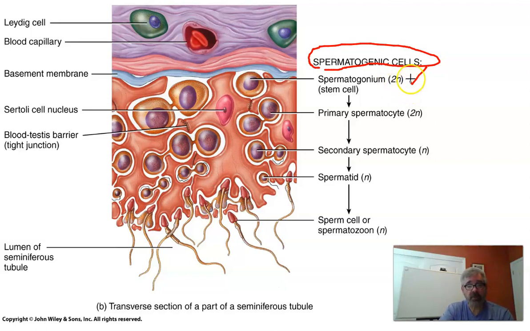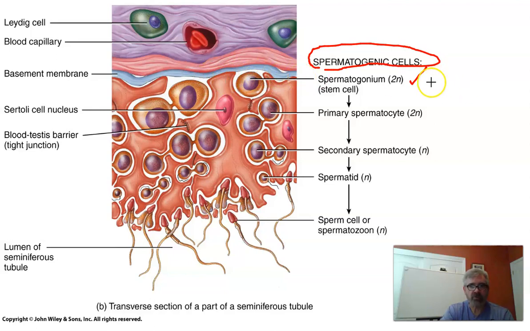Spermatogonium is singular. Spermatogonia, plural. Okay. And you'll see these develop from the primordial sperm germ cells, and they line the periphery of the tubule. Remember, this is going to go completely around like this. So we've just cut through it. So on the periphery here, the bottom layer there is going to be the spermatogonia.